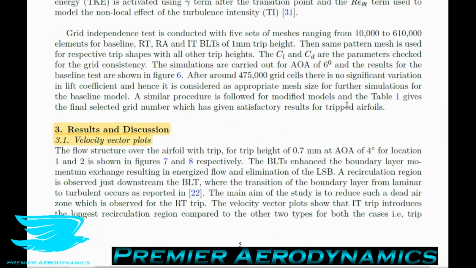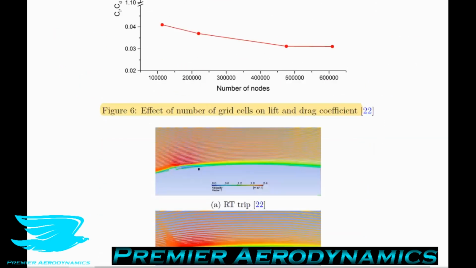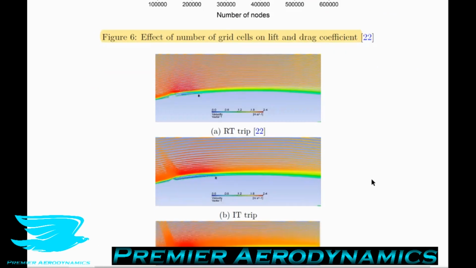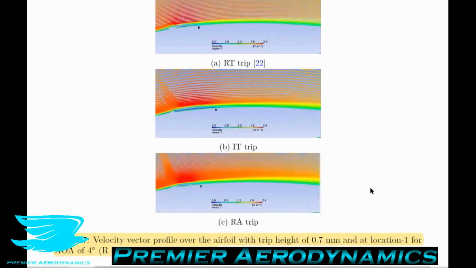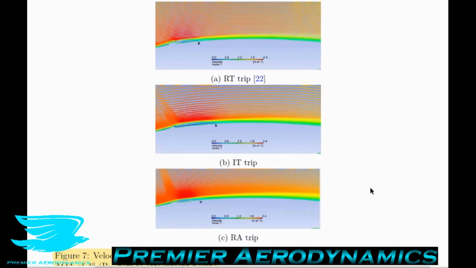So let's talk now about the results and discussion. Let's talk about the velocity vector plots. In figure 7, the flow structure over the airfoil with a trip height of 0.7 millimeters at an angle of attack of 4 degrees for the locations of 10% downstream and 17% downstream are shown in figures 7 and 8. The boundary layer trips enhance the boundary layer momentum exchange, resulting in energized flow and the elimination of the LSB.